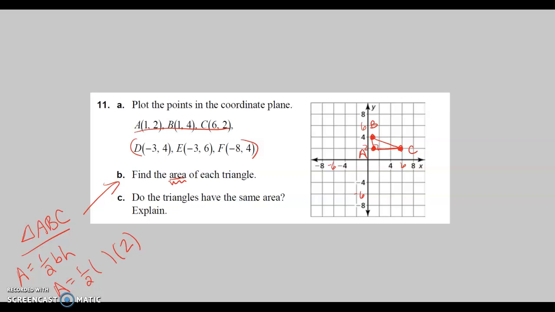So the height, I guess we looked at first, was 2. And then the base is 1, 2, 3, 4, 5. So we go from 1, remember 1's right here, 2, 3, 4. This is a tough one. Okay, 6 minus 1 is 5. 5 spaces. So 1/2 times 2 times 5, we know that this is 10 halved, and so the area is 5 square units.